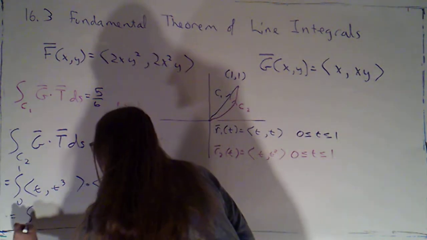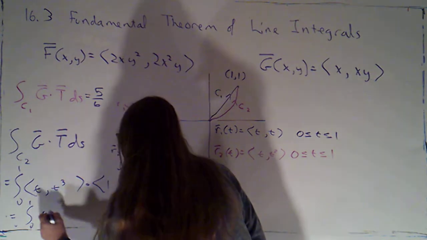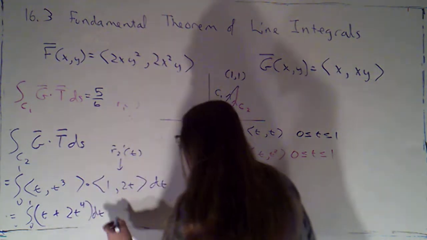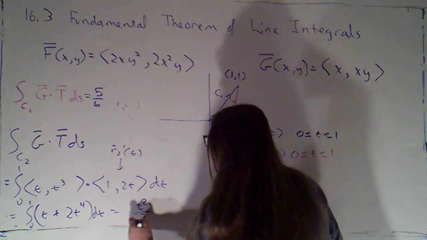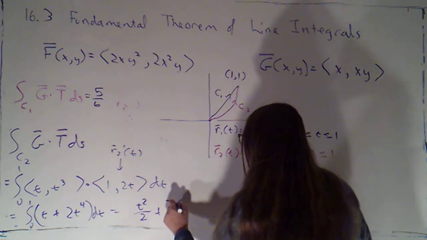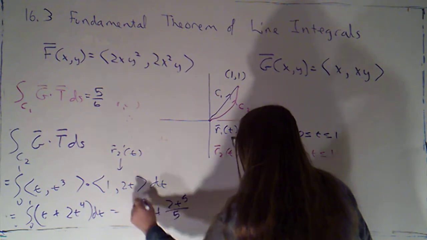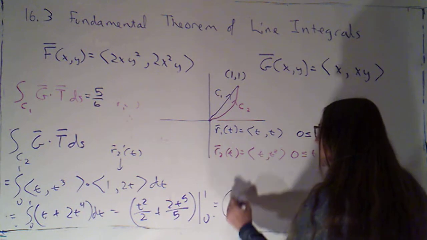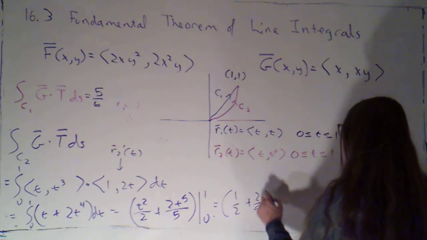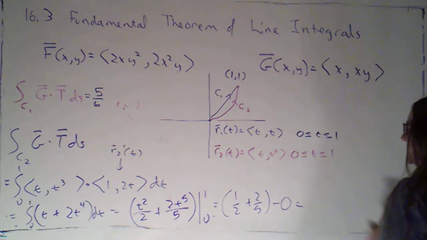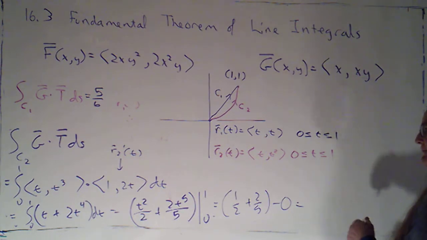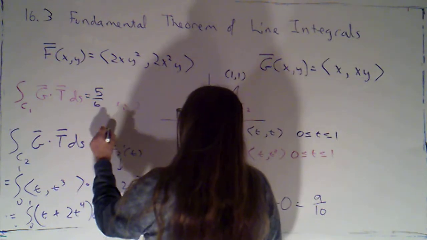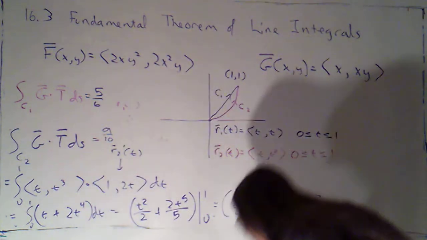So that's going to be the integral from 0 to 1 of t plus 2t to the 4th. So that's t squared over 2 plus 2t to the 5th over 5, evaluated between 1 and 0. So that's 1/2 plus 2/5 minus 0. So let's see, that's going to be 5/10 plus 4/10. That's going to be 9/10.